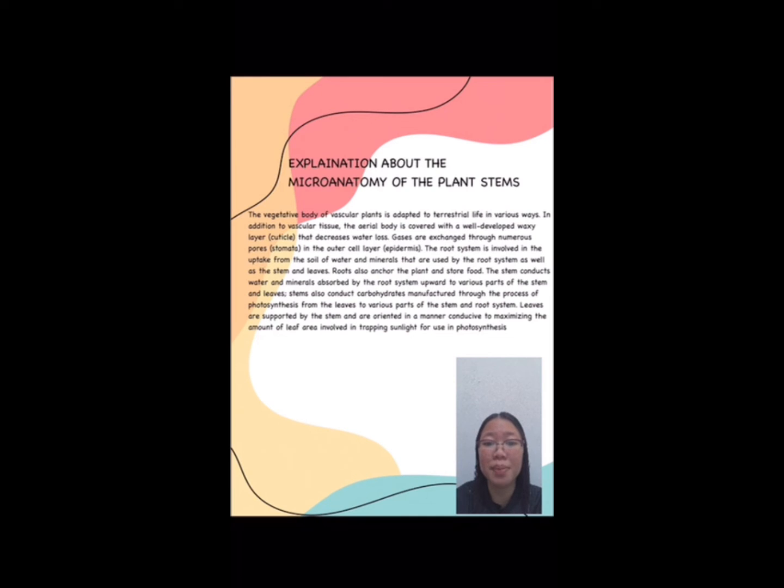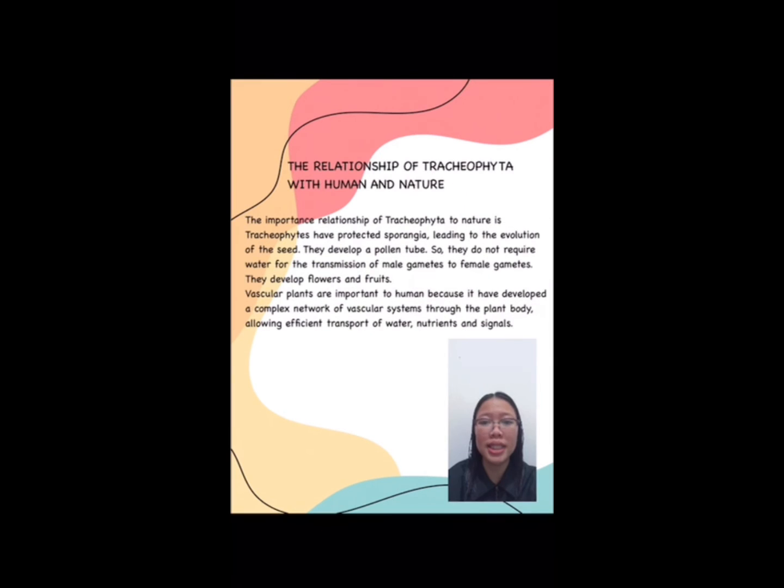Leaves are supported by the stem and are oriented in a manner conducive to maximizing the amount of leaf area involved in trapping sunlight for use in photosynthesis. The important relationship of Tracheophyta to nature is that tracheophytes have protected sporangia, leading to the evolution of the seed. They develop a pollen tube, so they do not require water for the transmission of male gametes to female gametes. They develop flowers and fruits.